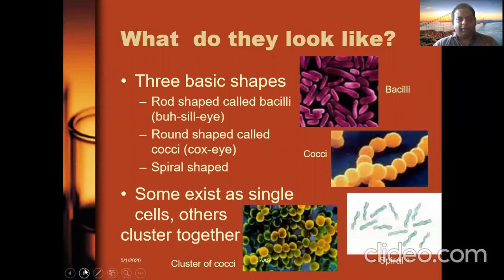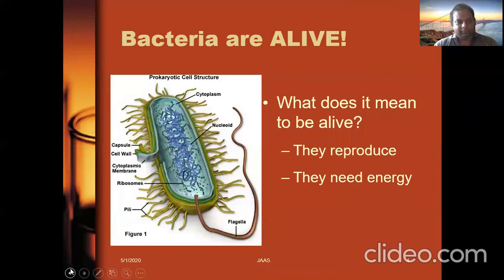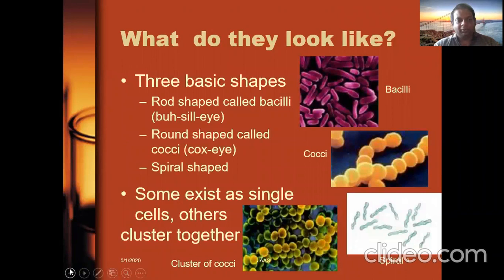So what do they look like? It's the morphology. There are three basic shapes. One is round shape, or cocci. Rod shape, or bacilli. And another one is called spiral shape. Another thing is they exist singly or together as clusters. So you can see bacilli, cocci, and spiral shape. There are different organisms.